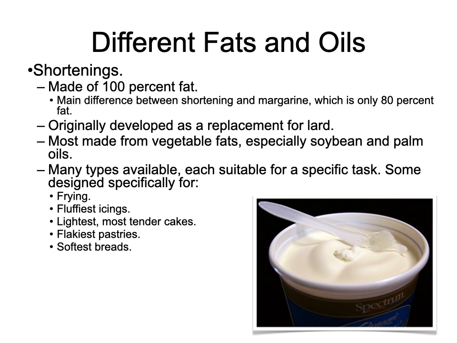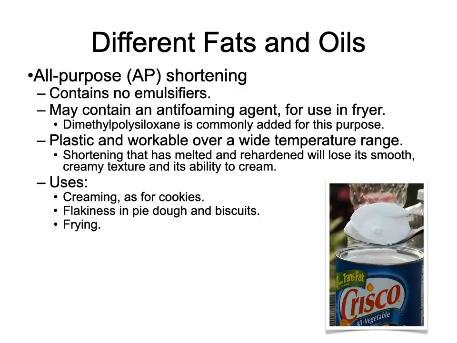And the reason why is because it is 100% fat and it has almost no flavor, which means it doesn't alter the flavor of the food. That's a really good thing, especially when you want something that's extremely neutral. So there's all-purpose shortening. It contains very little to no emulsifiers.